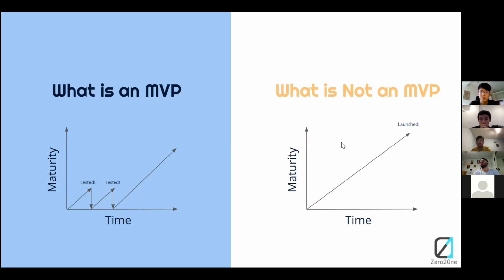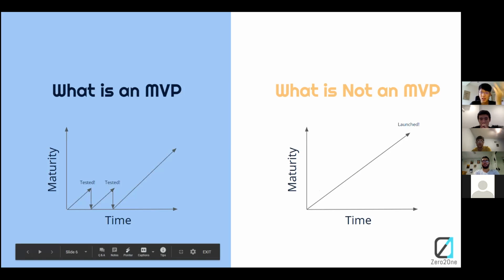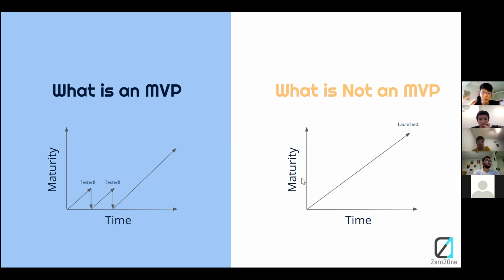And people often think that, oh, MVP, it's a product, minimum viable product, right? I'll just build and launch, and I'm done with my product. No, that's not the case. It should be more like an experiment that you'll be constantly doing throughout the way. Yeah, it's a process, part of the process, not a product.